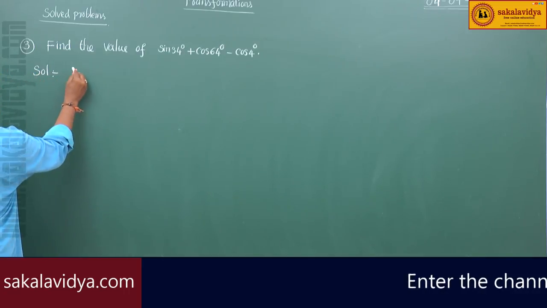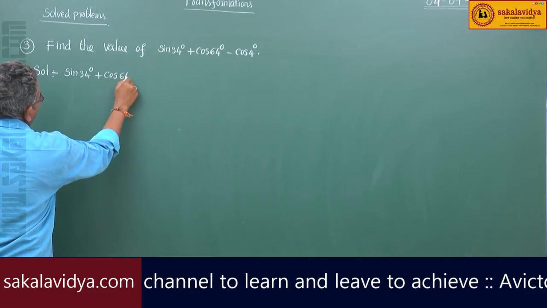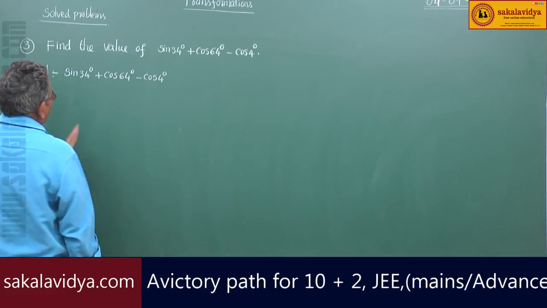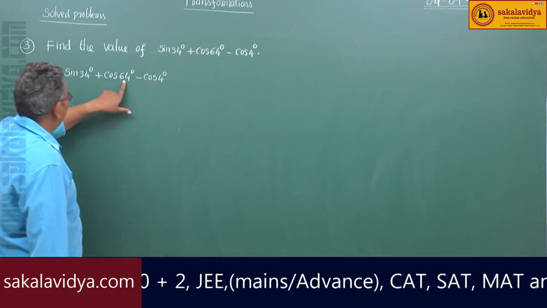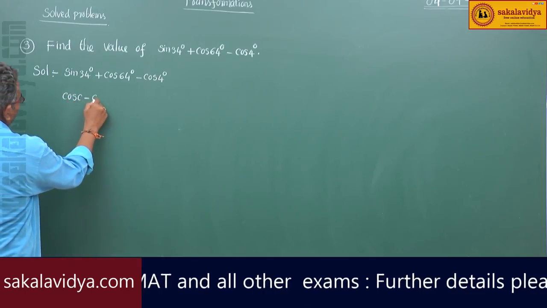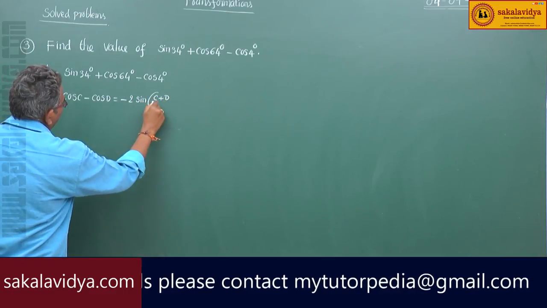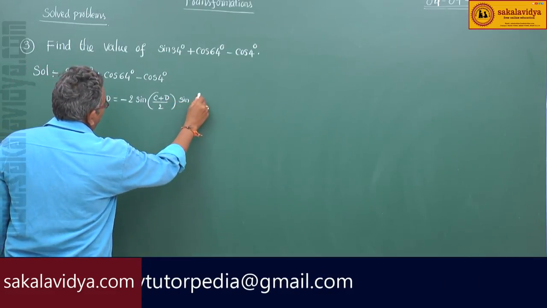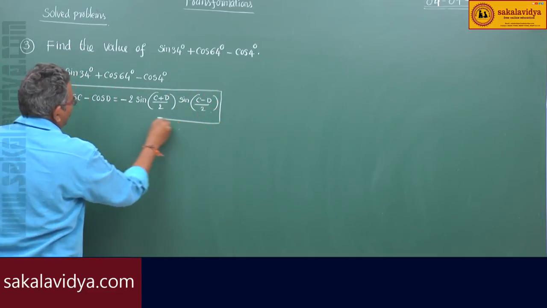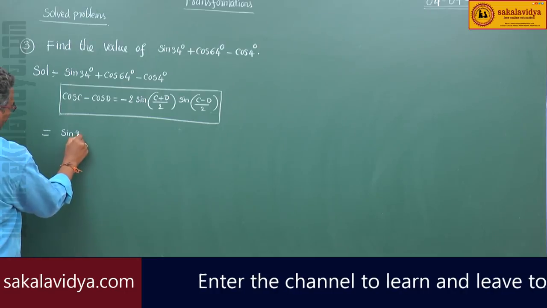So, consider sin 34 degrees plus cos 64 degrees minus cos 4 degrees. So, last two terms consider. This is in the form of cos C minus cos D. What is cos C minus cos D? Cos C minus cos D equals minus 2 sin of C plus D by 2 and sin of C minus D by 2. Okay. Using this formula, we can transform.